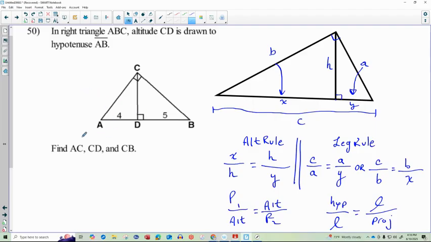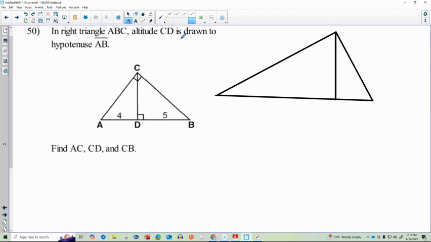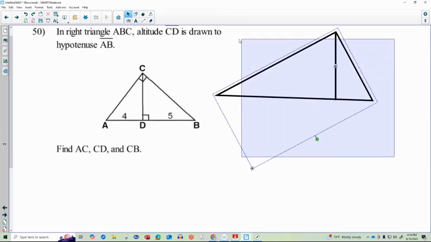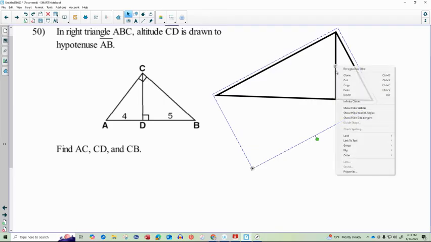And here they want us to find everything. They want us to find AC. I'm going to get rid of this. I want to get rid of this whole thing here. Bye-bye.